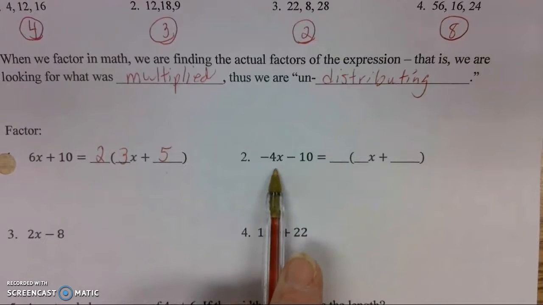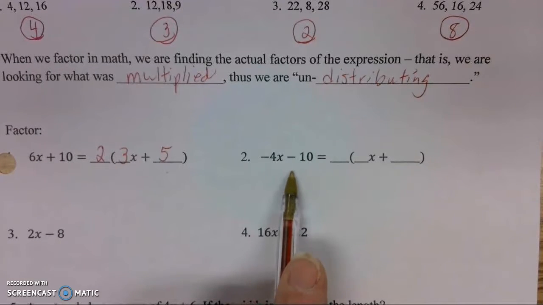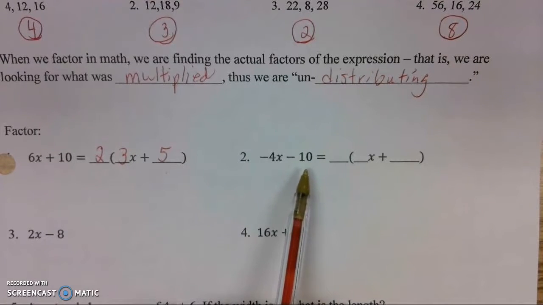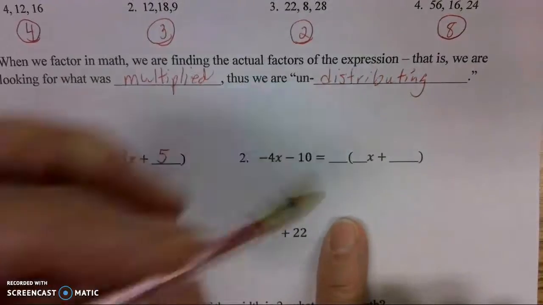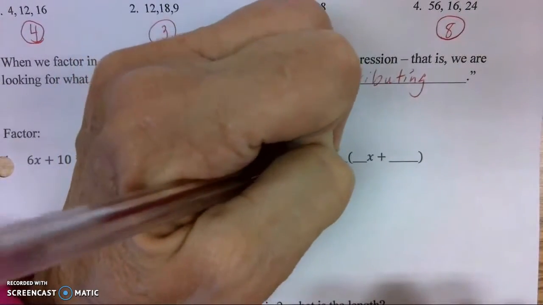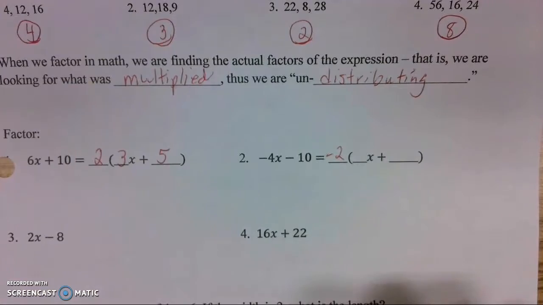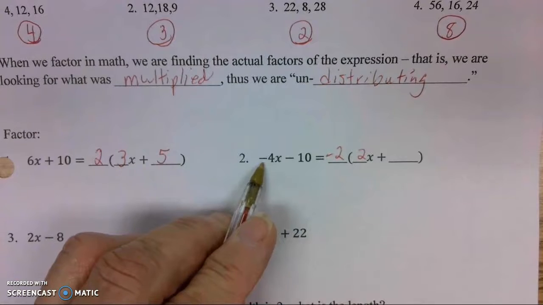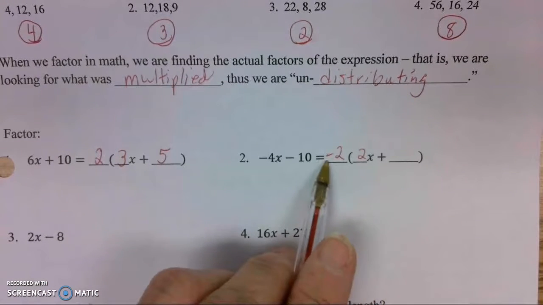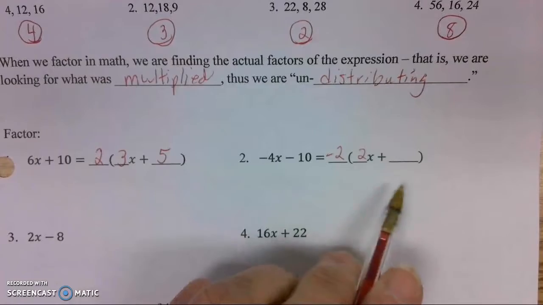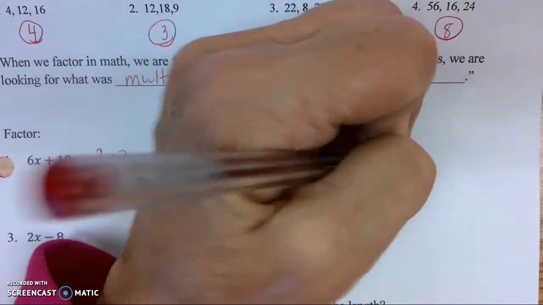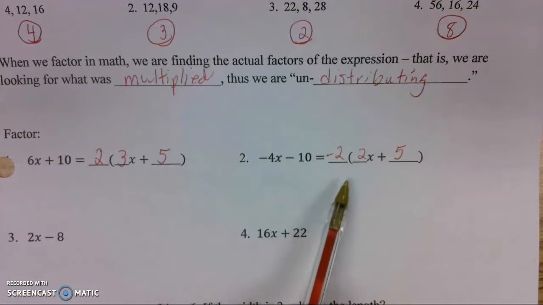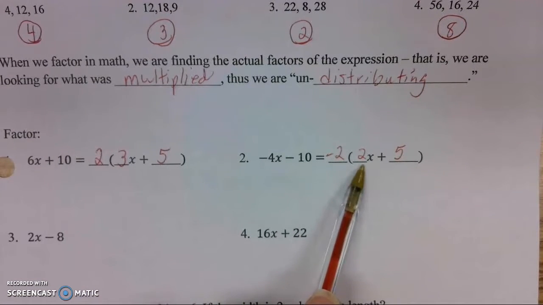When I look at number 2, I want to look at a number that's being multiplied by both of those to get -4 and to get -10. So I know that I'm going to factor out a -2. -2 times +2 is -4. And notice that's a plus sign. That's why I know that I have to factor a negative. And then 5 times -2 is -10. So my factored expression is -2 times 2x plus 5.